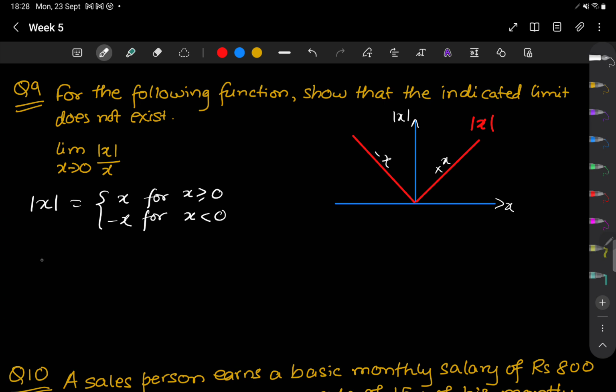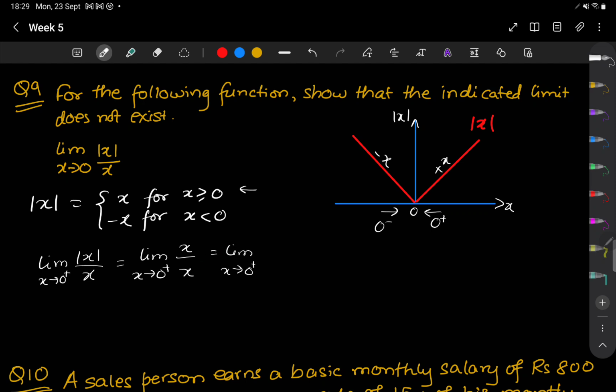Now in this limit, mod x over x as x tends to 0 plus, from this end, so this is 0, so this is 0 plus, and from here the left side is 0 minus. This will be limit x tending to 0 plus. So from the right side it is plus x, so x over x, which is limit x tending to 0 plus of 1, which is equal to 1.